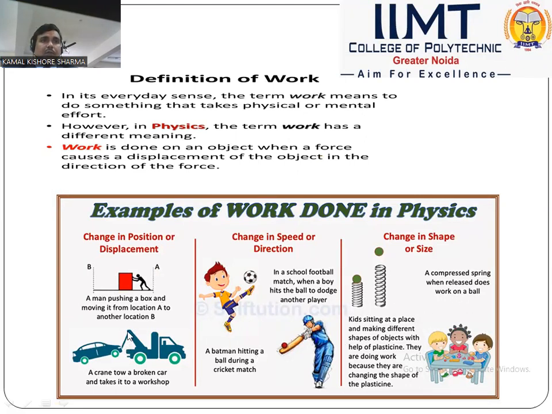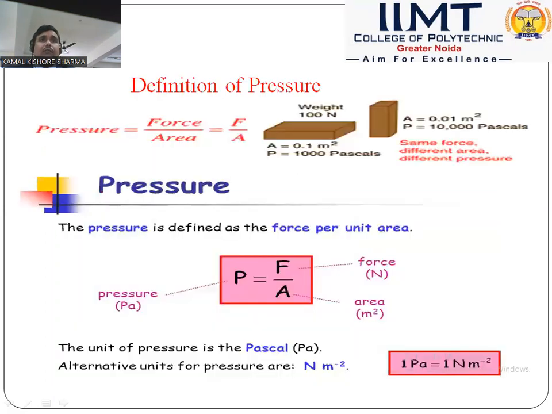So there is an example of a man pushing a box and moving it from location A to B. So this is the initial position and this is the final position. Change in the position or displacement from A to B. So these are some examples of work.